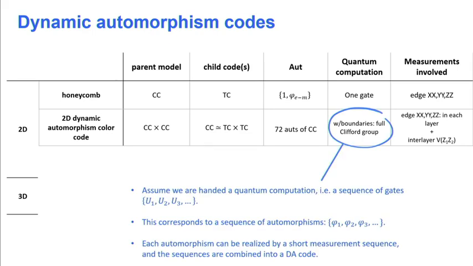Then what do I mean by the full Clifford group here from automorphisms, just to clarify again? If we are given a quantum computation, that can be translated into a sequence of gates. Now, a sequence of gates can be decomposed into a sequence of these automorphisms. Each automorphism can be realized by a period of measurements, a short, constant-depth sequence of measurements. And then we combine this sequence of measurements into an aperiodic code, and that will be our dynamic automorphism code that embeds the quantum computation itself.